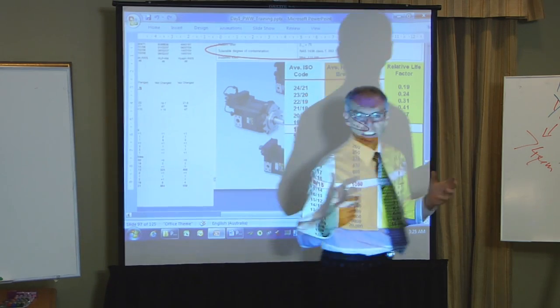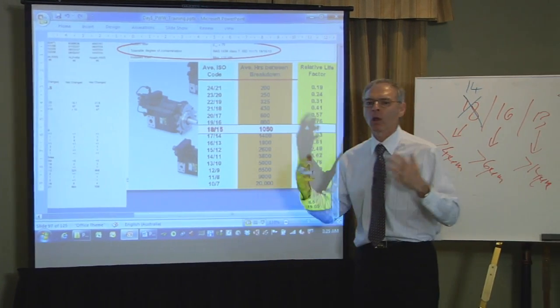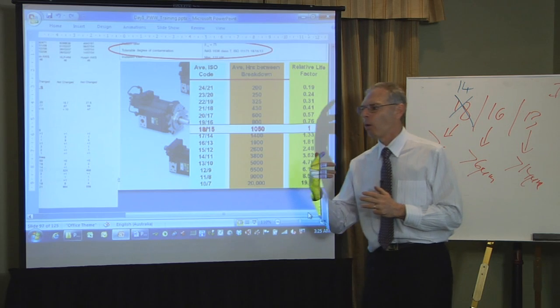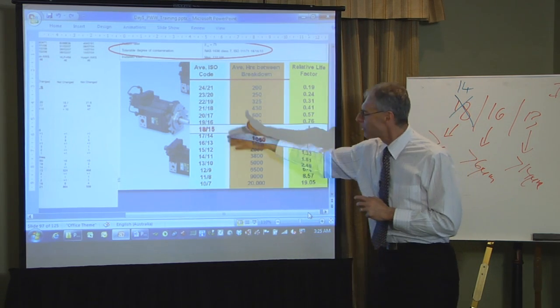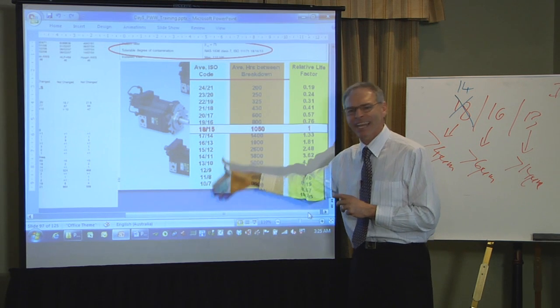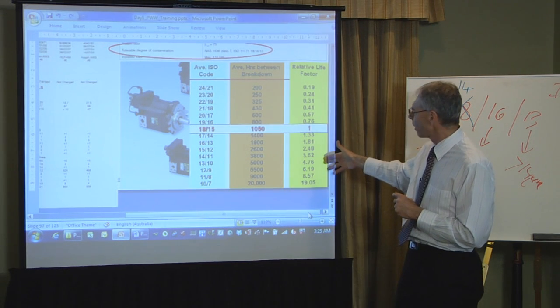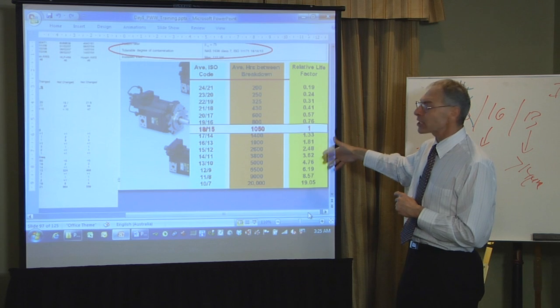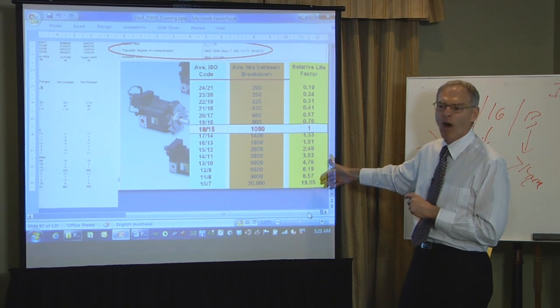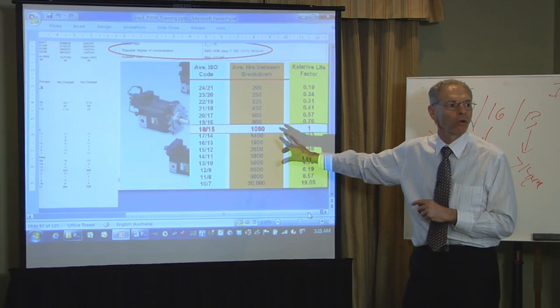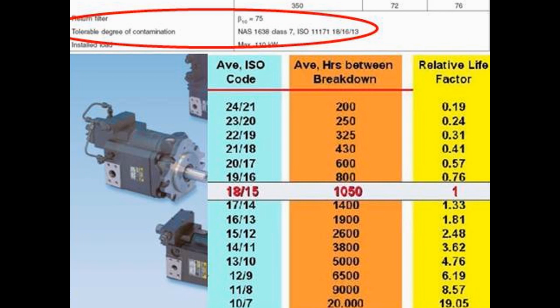So lubrication management to me is a no-brainer. If you've got mechanical equipment with hydraulics or lubricating oil, then the answer is very, very clear. I've got to drive that contamination down, down, down, down, down. And I will get back much more service life. 4 times fewer breakdowns, 6 times fewer breakdowns, 19 times fewer breakdowns from hydraulic oil failure or from contamination failure. And all that comes from understanding what this standard is.